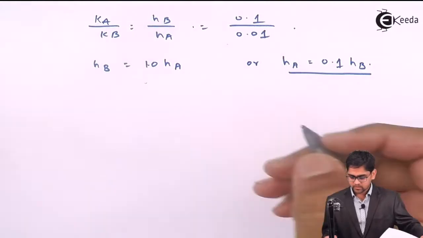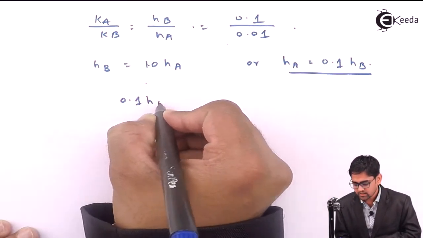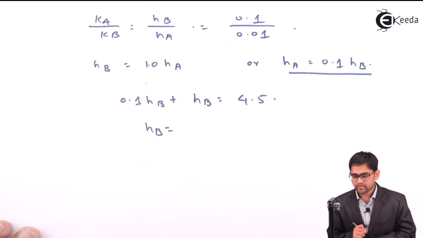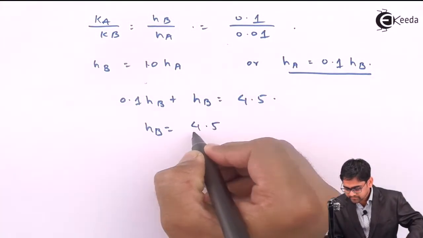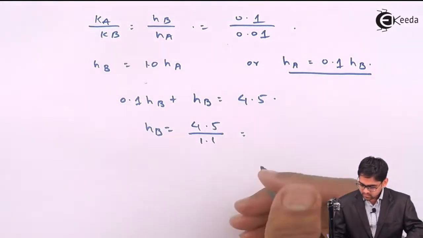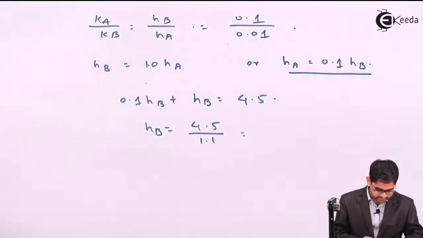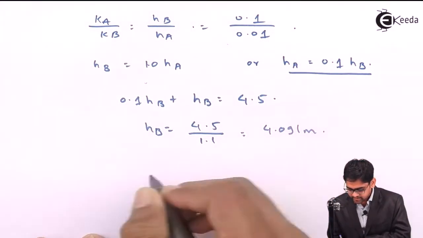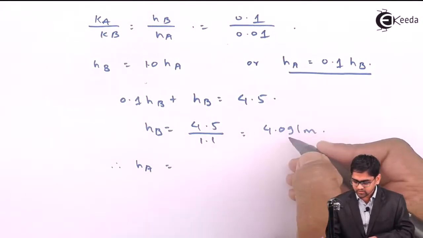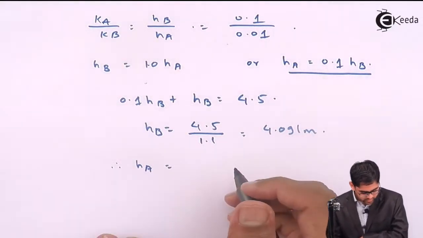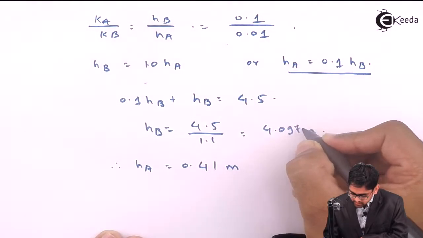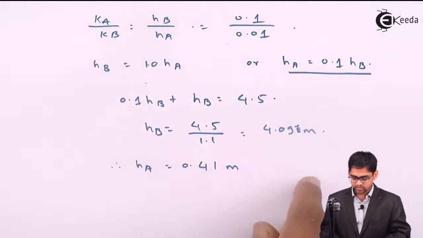So the HA, which is 0.1 HB, you need to place in this equation. You'll get the HB value equal to 4.5 by 1.1, which is 4.091 meter, and therefore HA you will get 4.5 minus this, which is 0.41 meter. I'll not write 1 over here because it will lead to confusion, because it's 4.09, so it's 0.41.